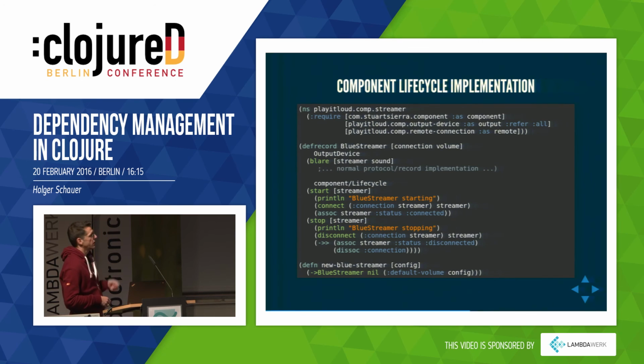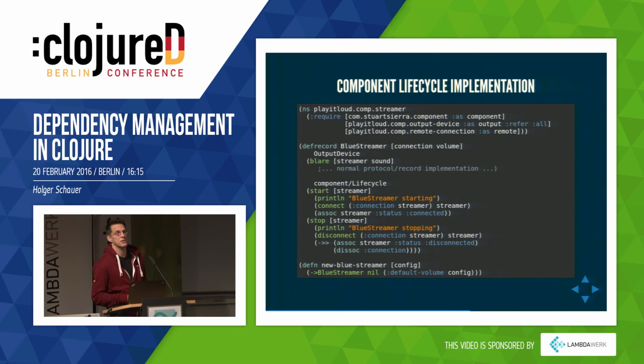That looks, again, a lot like a protocol record setup. So you have here, let's say now, the blue streaming device, which is the output device. I omitted this thing here. The more relevant part here is the start and stop function. You have here a simple argument, which is not your dependencies. The dependency is actually over here. So it's the connection thing over here.